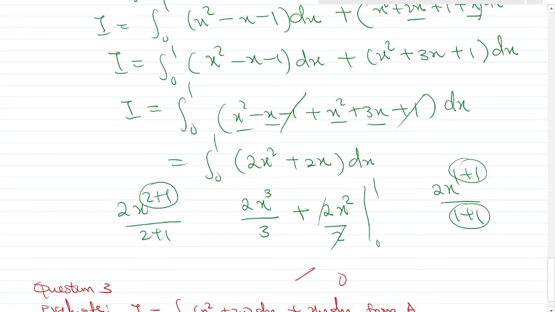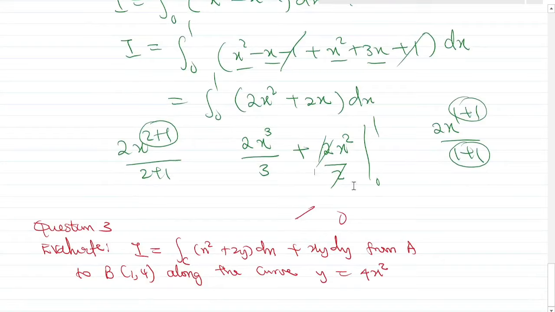So 2 can actually cancel 2. Okay, 2 can cancel 2. So if 2 cancels 2, what are we going to have? We're going to have 2x cubed divided by 3 plus x squared from 0 to 1.